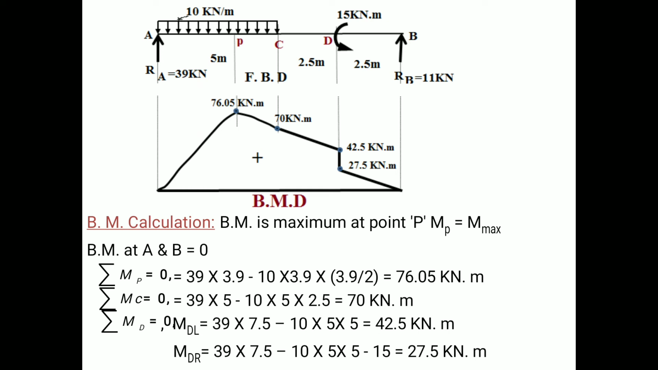Now the moment at C is equal to 39 into 5, because RA is 39 and the perpendicular distance of C from A is 5 meter. Therefore, 39 into 5 minus 10 into 5, because the UDL is acting over a span of 5 meter, so this is the value of the load, and it will act at a distance of 2.5, which is half of the span. On solving this equation, I have moment at C equal to 70 kilonewton meter.